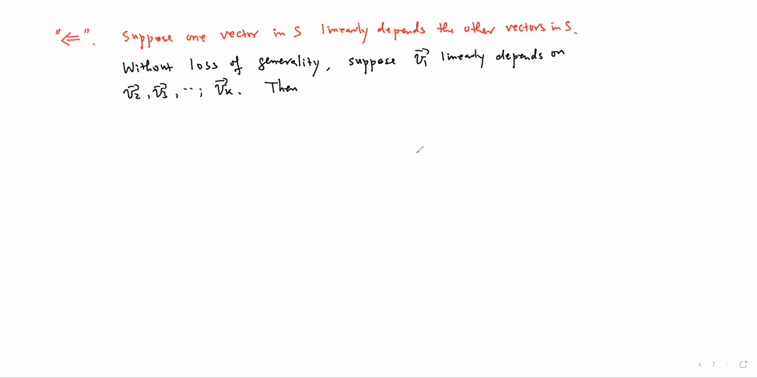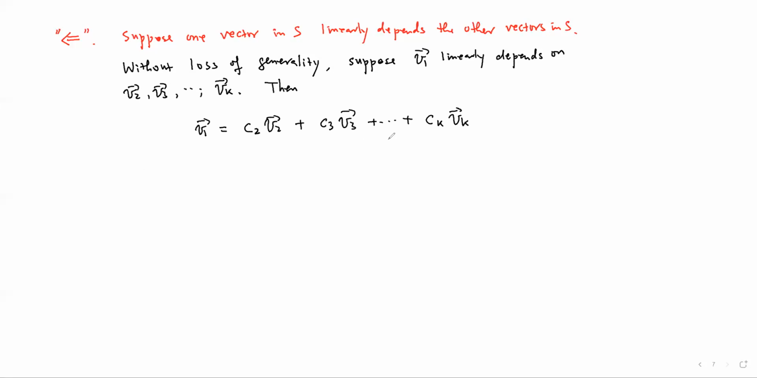What does it mean? Go back to the definition. The definition says that the meaning is V1 is a linear combination of V2, V3, Vk. Then V1 is some scalar times V2 plus some scalar times V3 plus some scalar times Vk. This is the meaning of linear dependence of a vector on the other vectors.